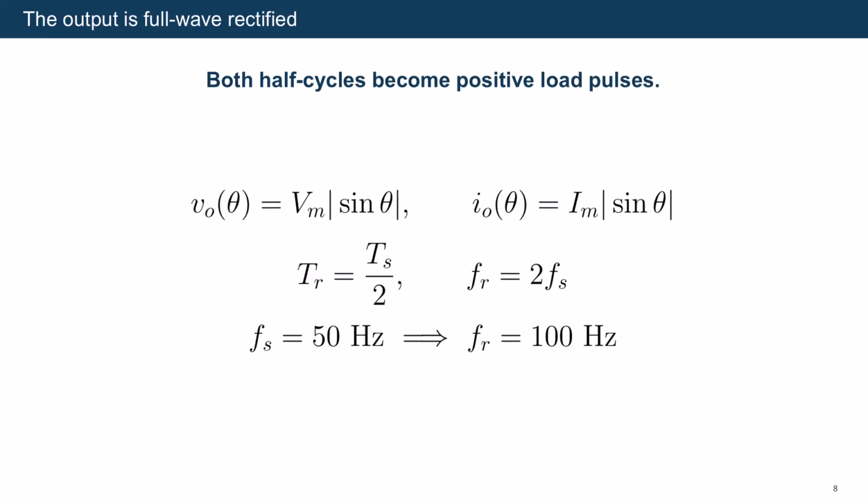Combining the two conduction intervals gives an absolute sine waveform. Its repetition period is pi radians rather than 2 pi radians. Consequently, the ripple frequency is twice the supply frequency. With a 50 Hz supply, the pulsating output repeats at 100 Hz.